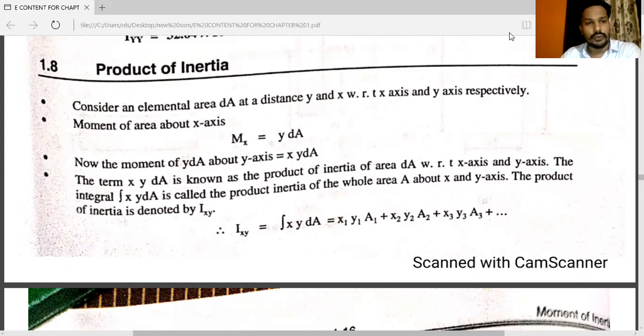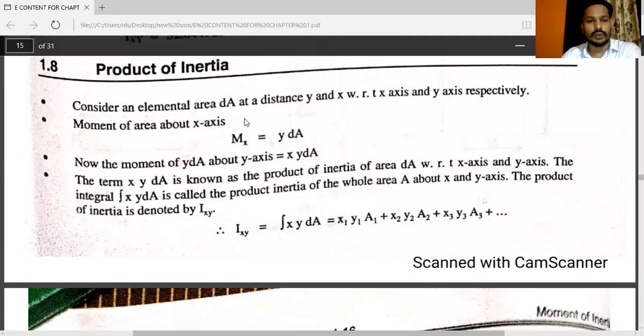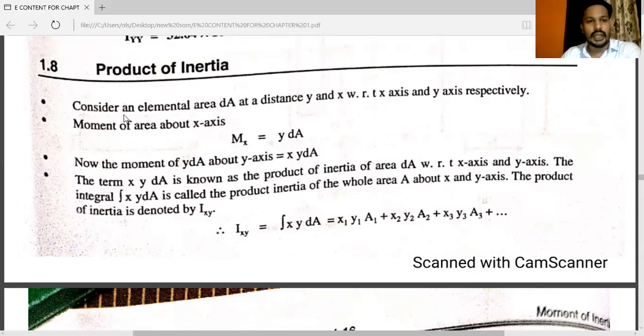Now here one more important topic, that is product moment of inertia. What is meant by product moment of inertia? Consider an elemental area dA at a distance y and x with respect to x-axis and y-axis respectively. The moment of area about x-axis is equal to y into dA. Now, the moment of y dA about y-axis is equal to x into y dA.